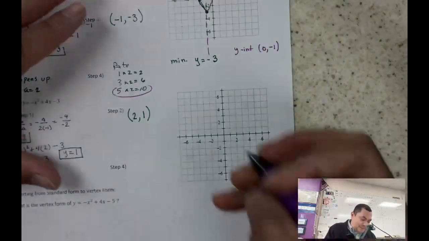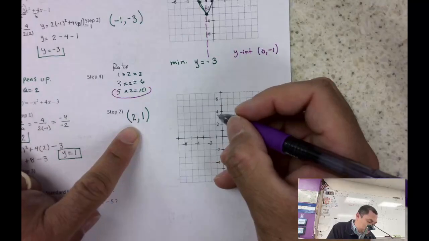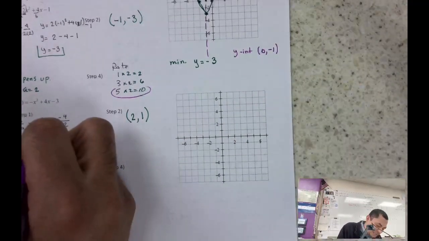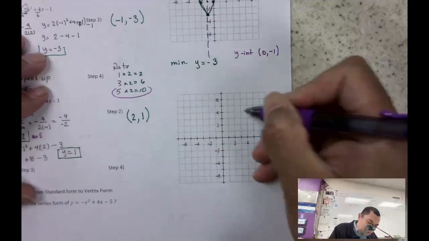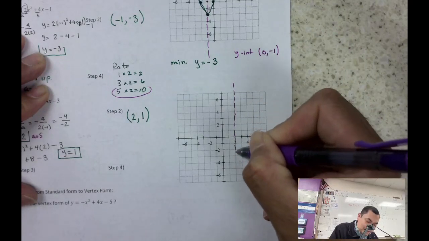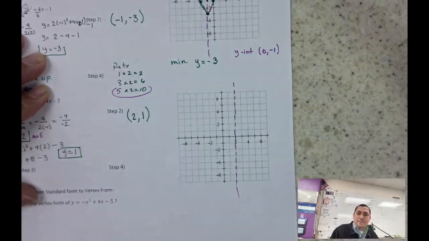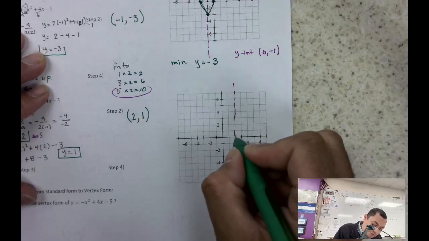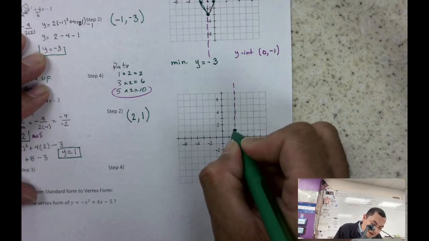Let me graph this one. My axis of symmetry is 2. Remember, the axis of symmetry is 2. So I'm going to draw this dotted line at 2. And my vertex is (2, 1): 2 in x, 1 in y.